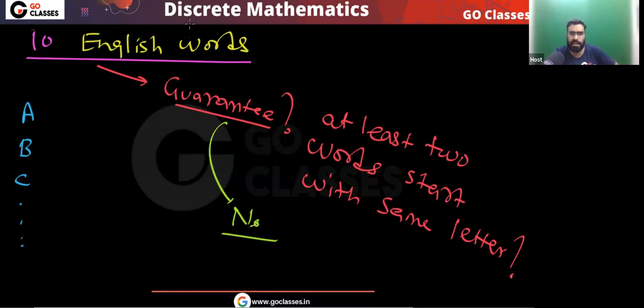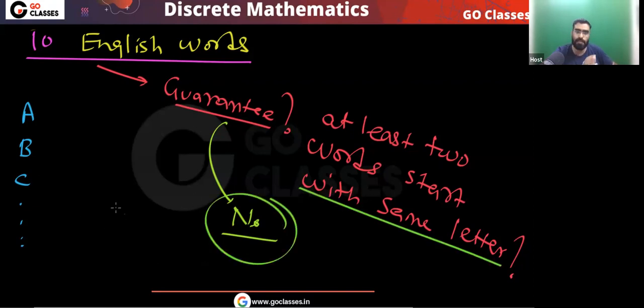So can you guarantee that at least 2 words will start with the same letter? The answer is no, I cannot guarantee. Yes, this is a possibility, right? It is possible that I give you 10 words. It is possible that 2 words can start with the same letter. For example, maybe I can give you these 2 words. I can give you room. I can also give you rook. Okay, these are starting with the same letter. But the point is, you cannot guarantee.